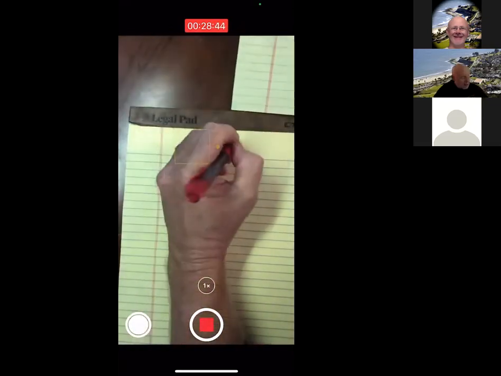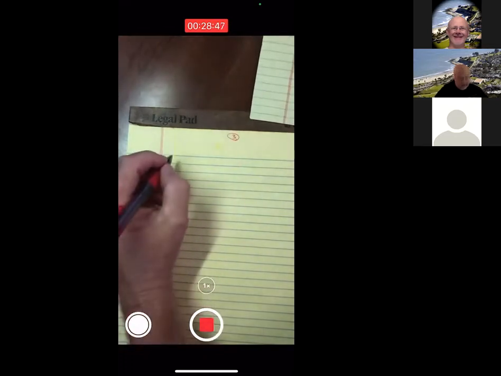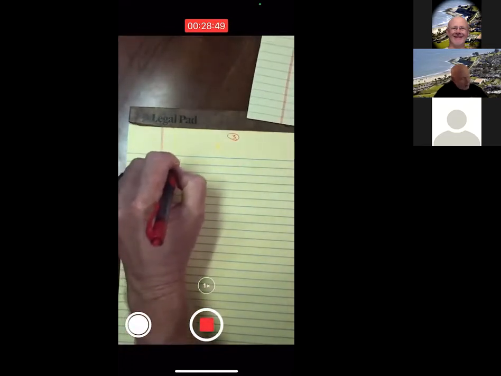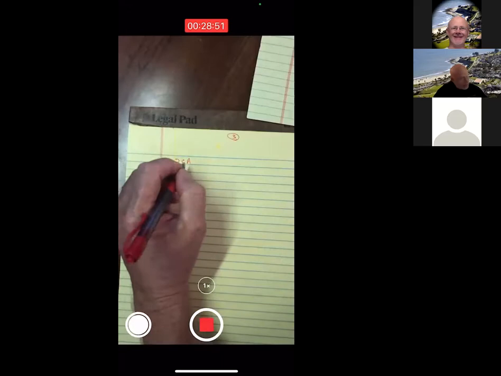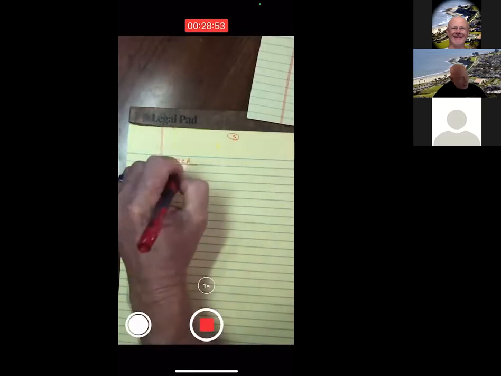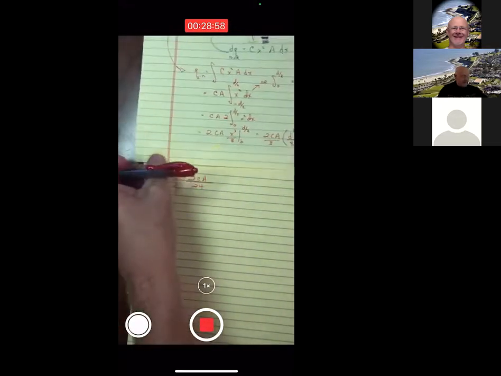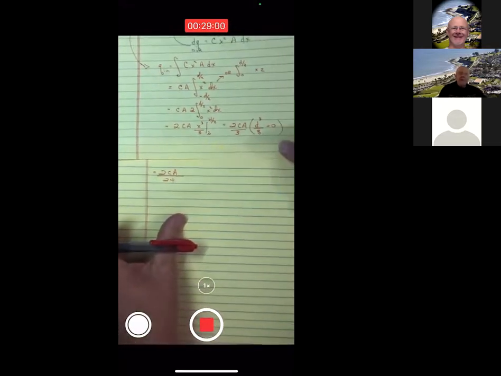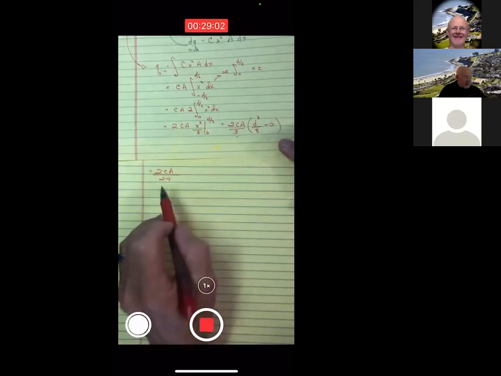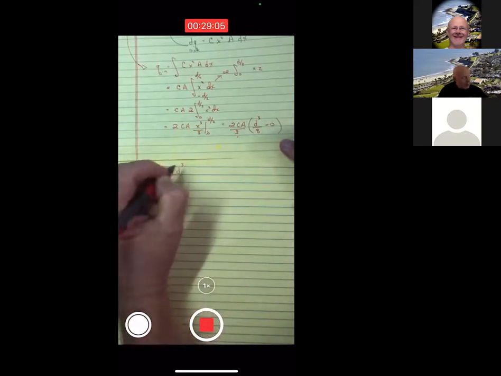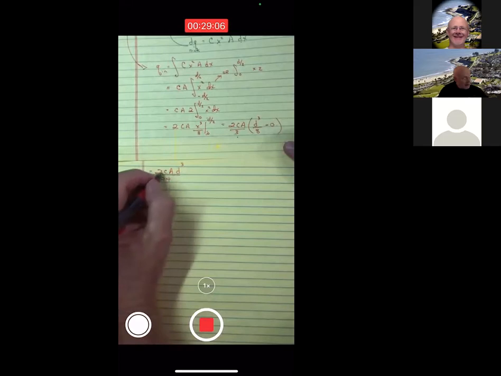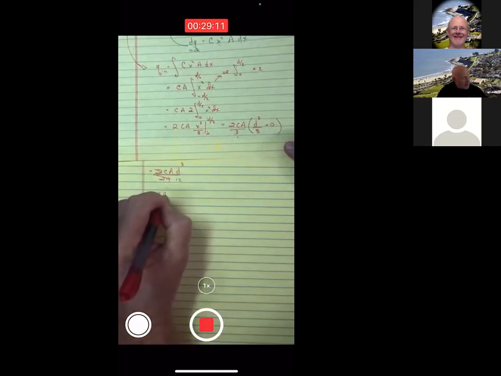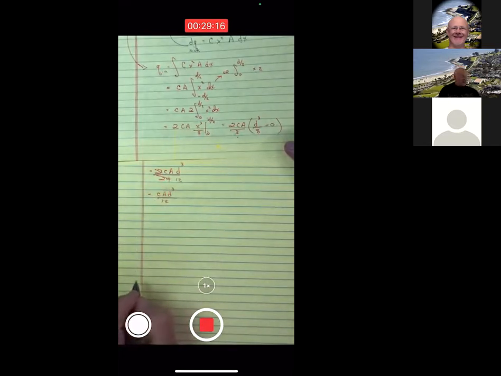All right, so continuing on to page 3, I then would have a 2, a C, an A, and I guess downstairs I would now have a 24. The 3 and the 8 make the 24, and D cubed, and a little canceling can occur. And so C A D cubed over 24 would be the total charge.